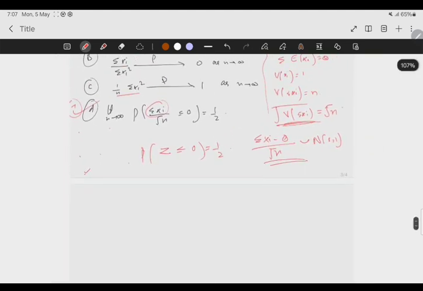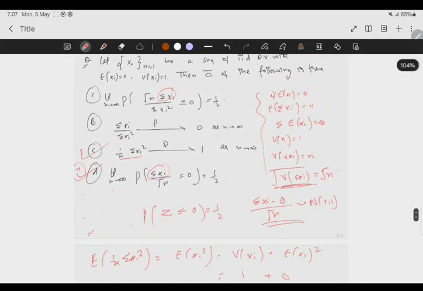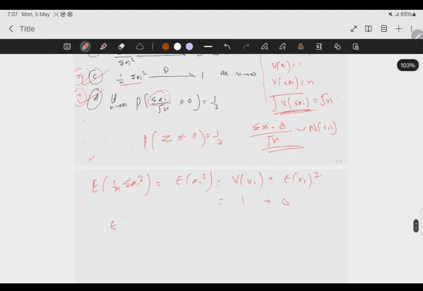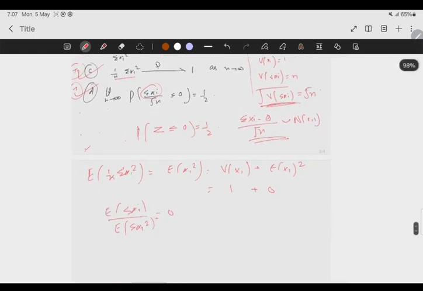See, what is expectation of 1 upon n summation Xi square? That is nothing but expectation of Xi square. Why? Because this will get cancelled out with this. So expectation of Xi squared is nothing but variance of Xi plus expectation of Xi whole square. So this is 1 plus 0. So this is correct, this is true. Now expectation of summation Xi divided by expectation of summation Xi square, this is 0. So this is again 0, this is true. So this is false. Clear? Now see another question.